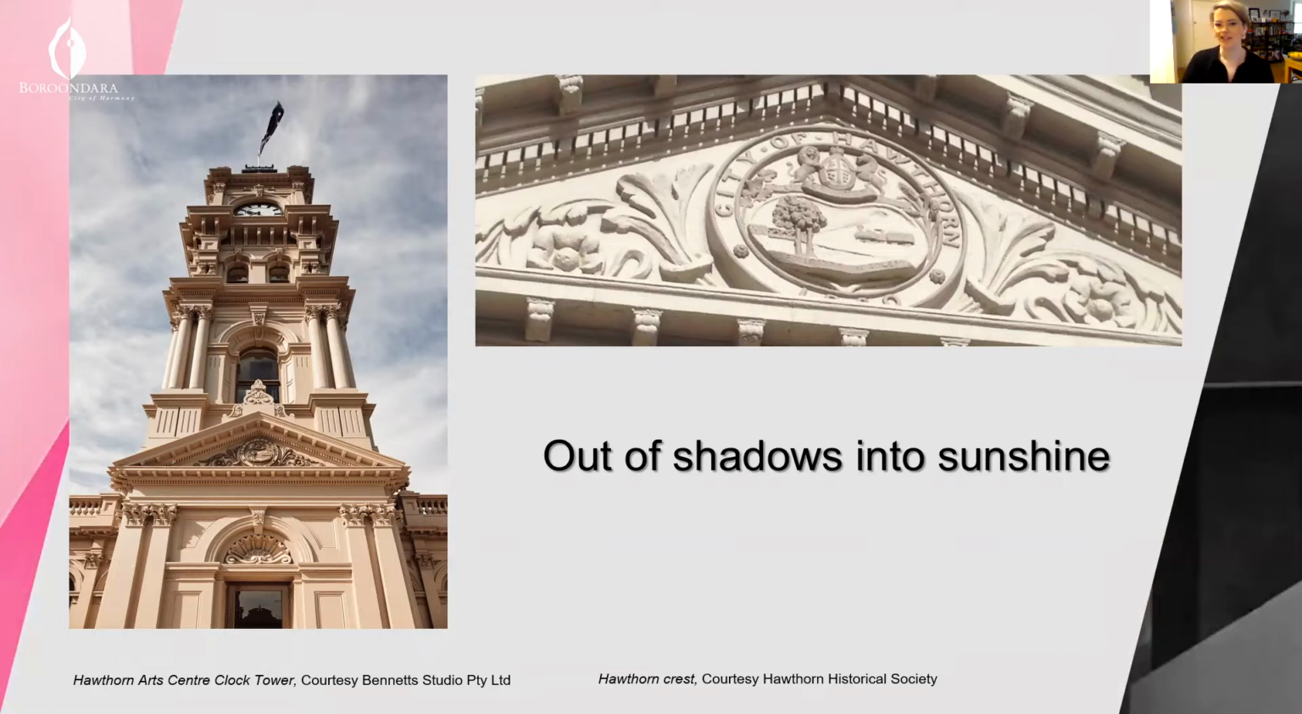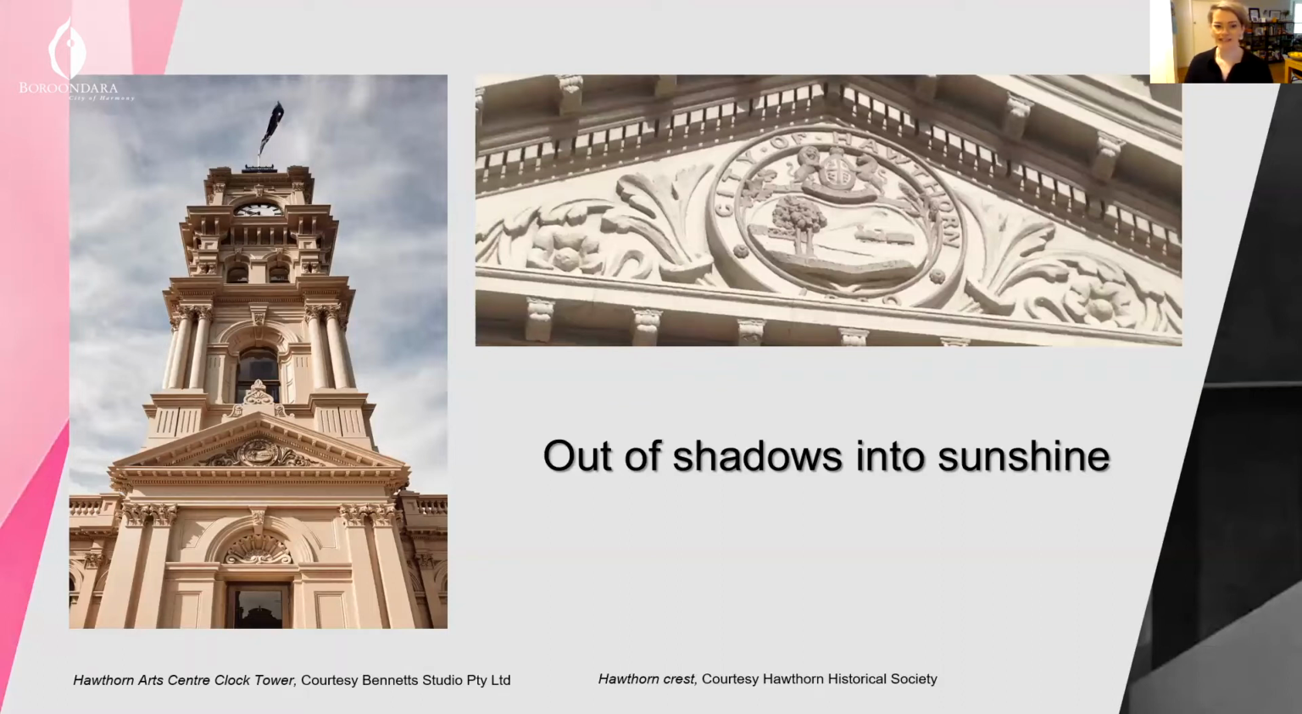And before I mentioned the meaning of Burundara, shaded thickly, etc. Burundara came up with a new motto, and it was out of the shadows into sunshine, which is a reference to prosperity. I just think it's quite ironic and a bit cheeky, them going, we're going to leave this and be out into the sunshine. So that's really interesting. But yes, onto the clock.